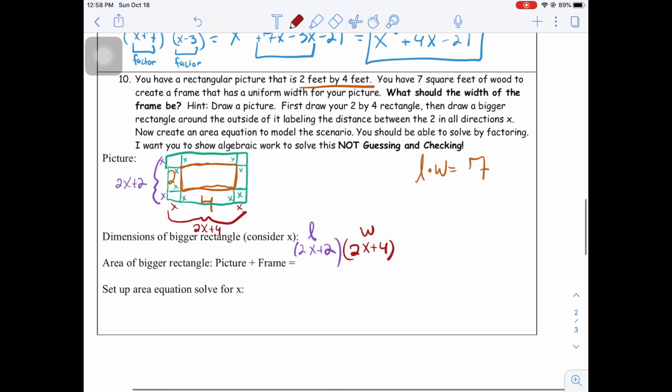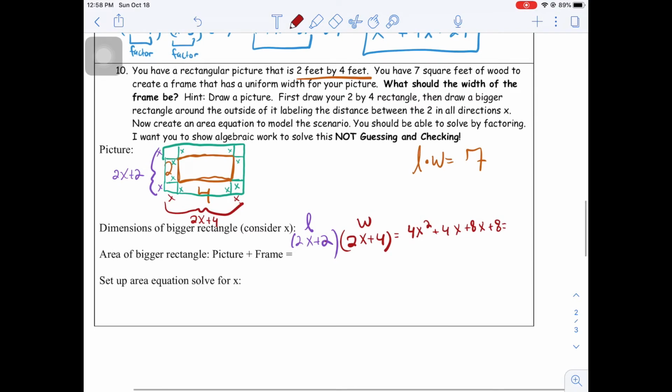Starting from the dimensions of the bigger rectangle, we need to multiply this through. So when we multiply this through, it's going to be 4x squared plus 4x plus 8x plus 8, which would give us the area of the bigger rectangle to be equal to 4x squared plus 12x plus 8. Okay, so that would be the area of the bigger rectangle that we have all the way around the outside.